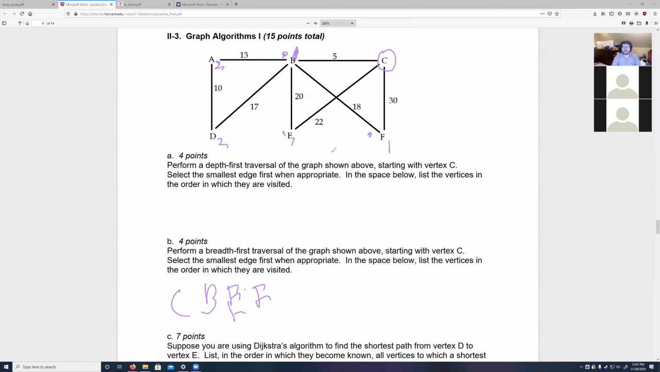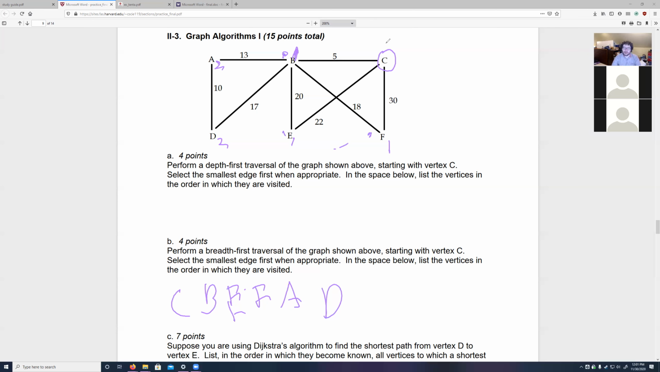Okay, so we finished our one steps away. Now what about our 2 steps? So our 2 steps away are 13 and 17. So let's go ahead and do A and then D. C, B, E, F, A, D is our answer there.